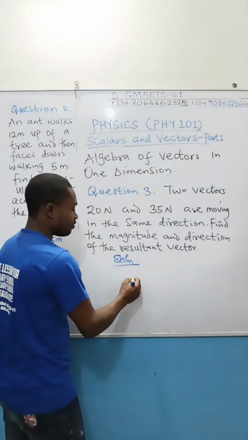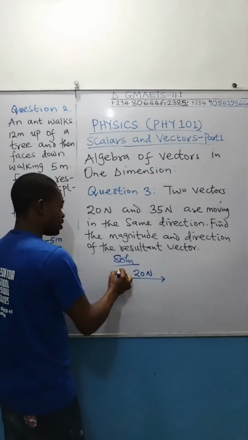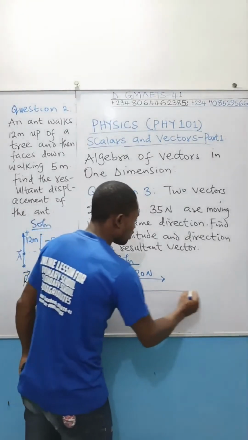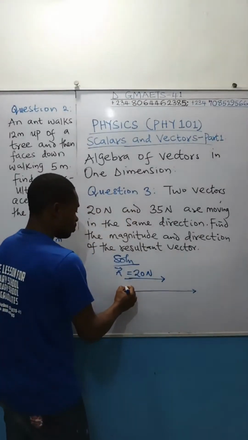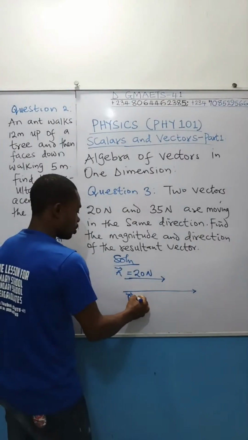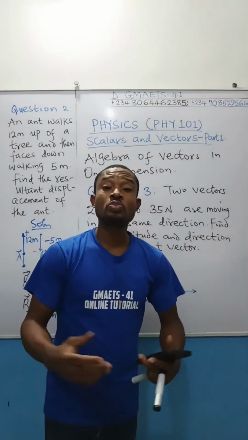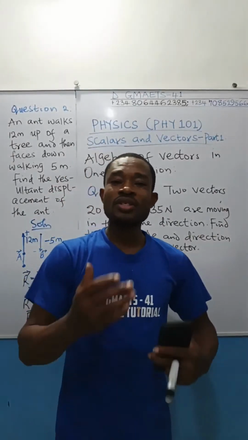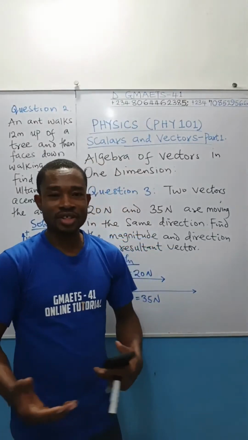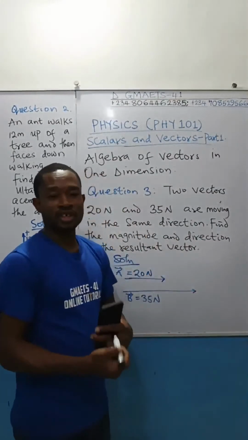Let me assume that I have this to be 20 Newton. Let's say this is vector A equal to 20 Newton. And then the other one is also moving in the same direction. Vector B, let's say this is equal to 35 Newton. Since they are moving in the same direction, I can use positive for them, or I can use negative for both of them. The choice is mine. Are you following? The direction was not specified, so I decided the direction. But all I know is that both of them are moving in the same direction.